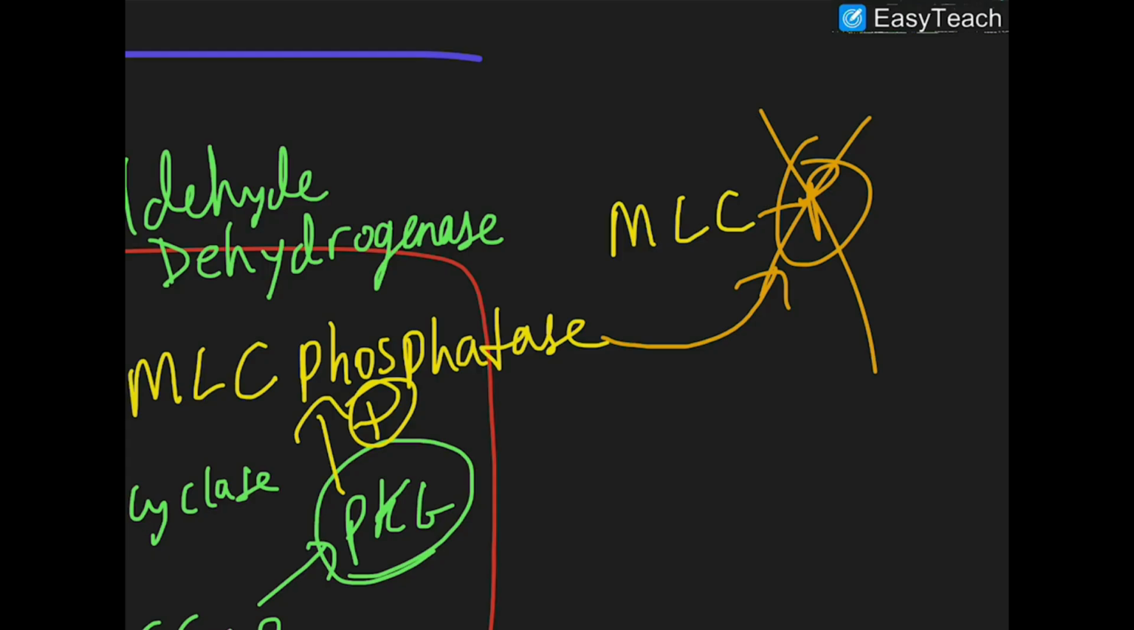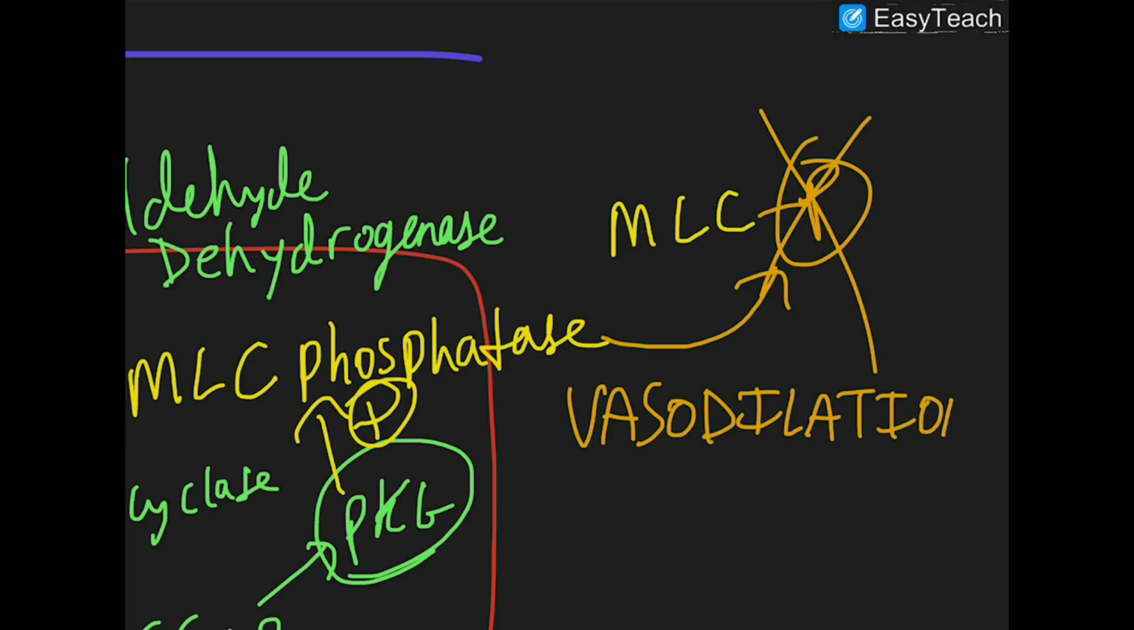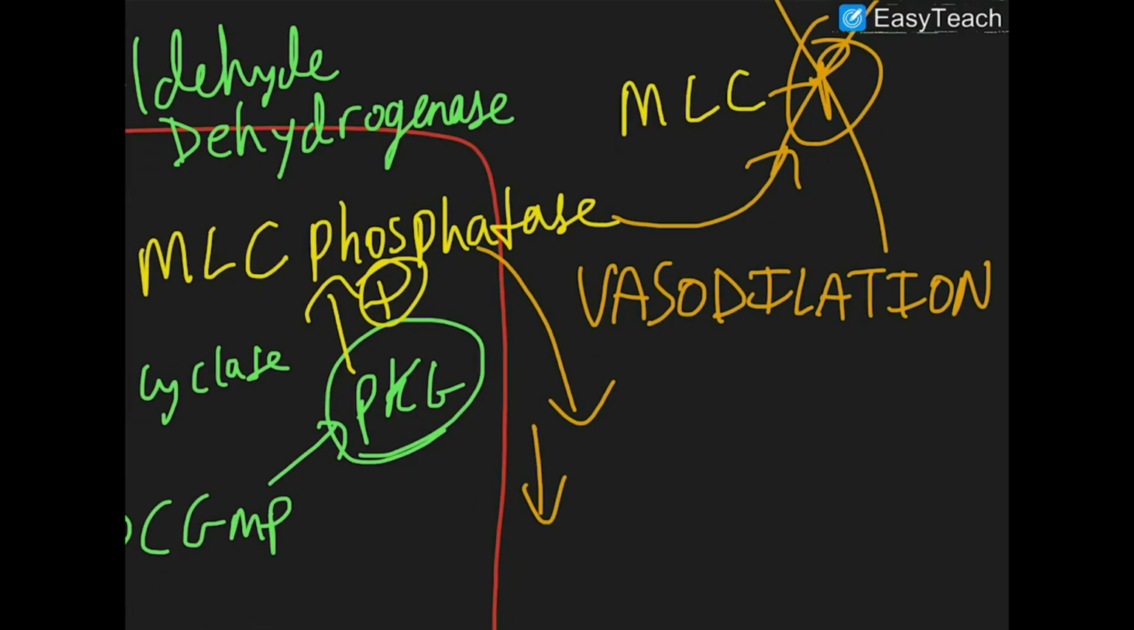But because myosin light chain phosphatase now strips away that phosphate from myosin light chain, this myosin can no longer bind to actin, which will lead to vasodilation, which is what nitrates do, right? And that's what nitric oxide does also. Okay, so that should make sense. And not only does myosin light chain phosphatase lead to vasodilation through stripping away the phosphate from myosin light chain, but it also decreases intracellular calcium.